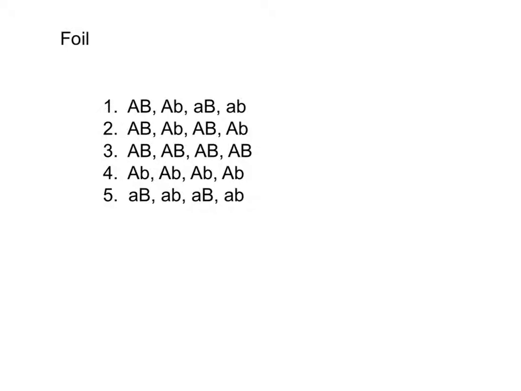All right, let's check our answers for the dihybrid genetic problems practice for foil. Number 1, big A, big B, big A, little b, little a, big B, little a, little b. Number 2, big A, big B, big A, little b, big A, big B, big A, little b. Number 3, all of them are big A, big B. Number 4, all of them are big A, little b. Number 5, little a, big B, little a, little b, little a, big B, little a, little b.